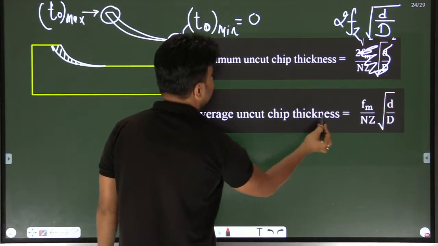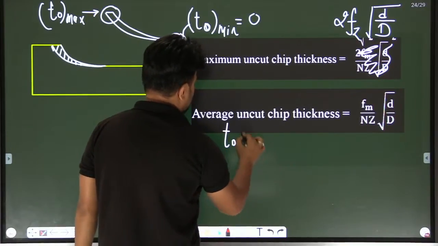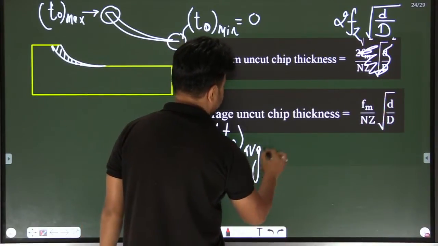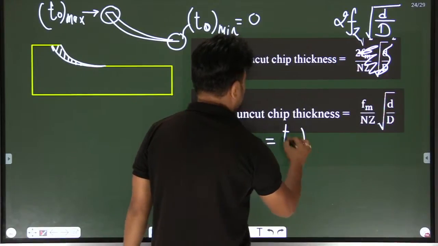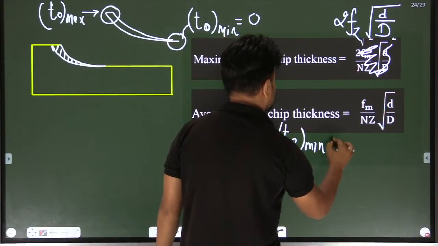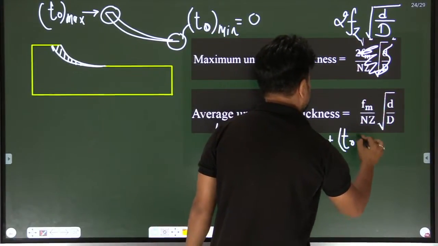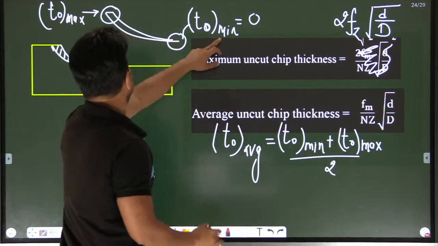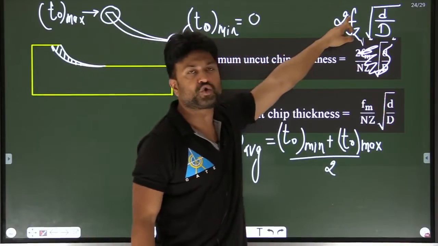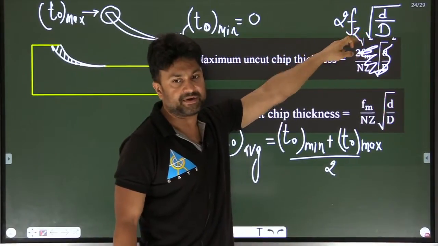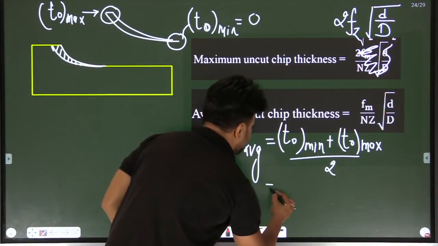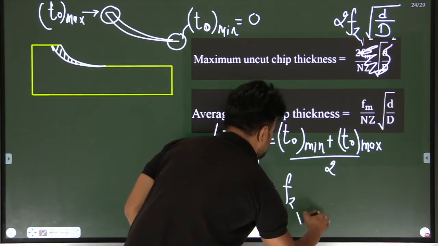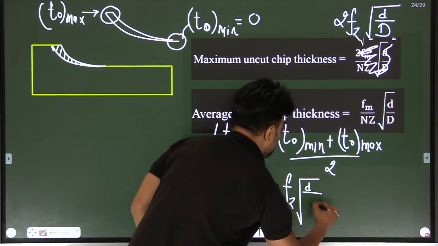Now the average uncut chip thickness, T naught average. T naught average is T naught minimum plus T naught maximum, divided by 2. So 0 plus T max, where T max is 2 Fz root of small d by capital D. If you add and take an average, it will become Fz root of small d by capital D.